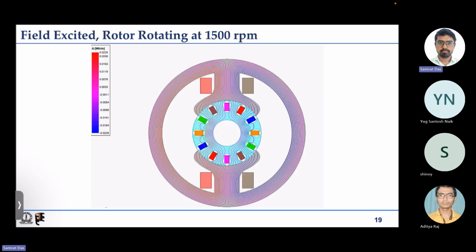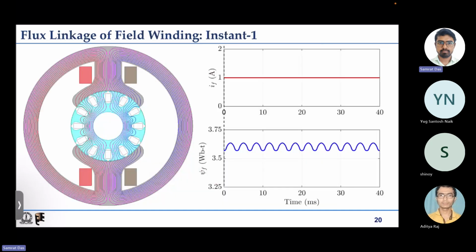Then we saw that if we excite the field winding with some current, this is how the flux lines look. If the rotor is made to rotate, the flux distribution remains almost the same. We then looked at the time variation: the current is fixed but the rotor is rotating. Because of that, the flux linkage of the field winding also varies a little bit, but mostly it's a steady quantity.